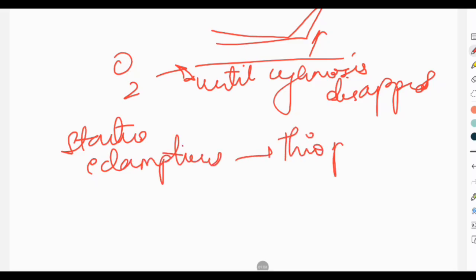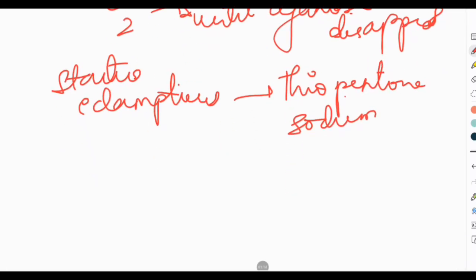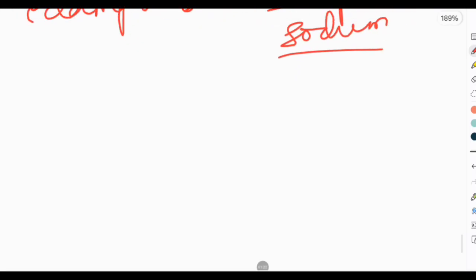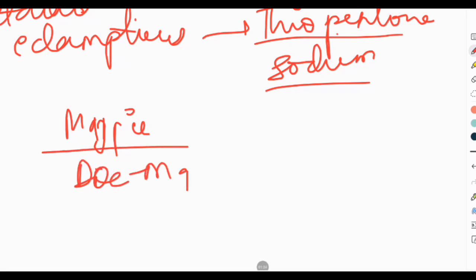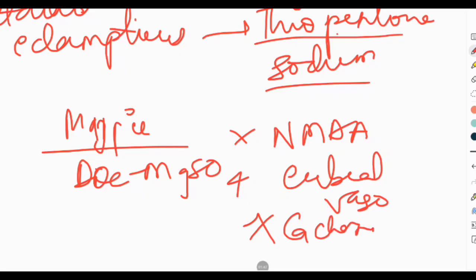Status eclampticus: thiopentone sodium is usually given, and according to the MAGPIE trial, the drug of choice is MgSO4. It blocks the NMDA receptors, causes cerebral vasodilation, and blocks the calcium channel.